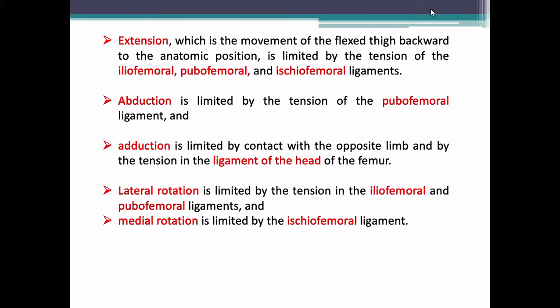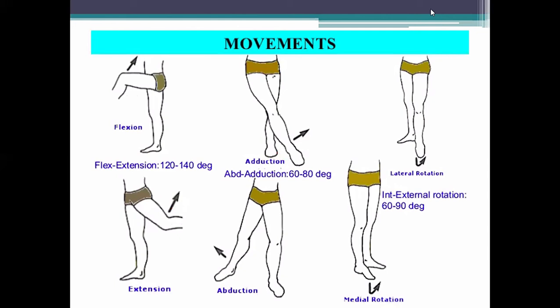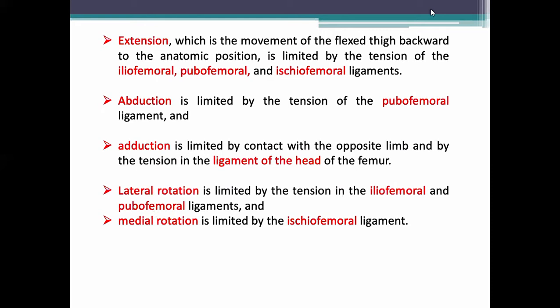Extension is the movement of the flexed thigh backward to the anatomic position, which is limited by the tension of the iliofemoral, the pubofemoral, and the ischiofemoral ligaments. Abduction is limited by the tension of the pubofemoral ligament.